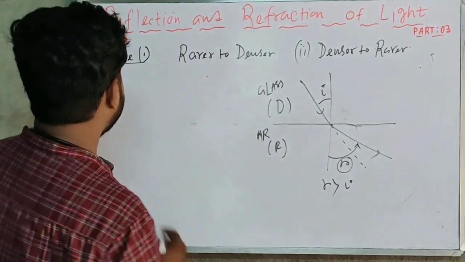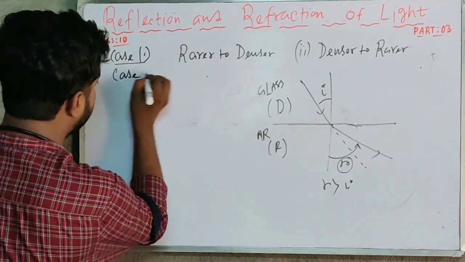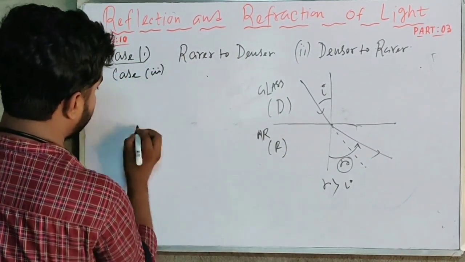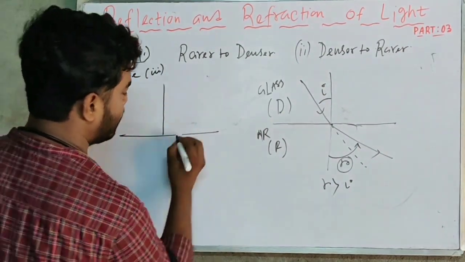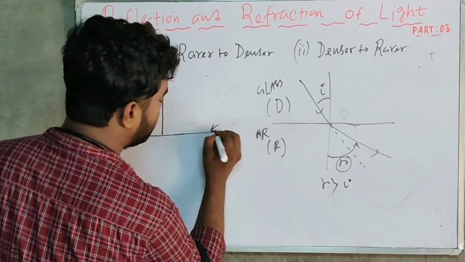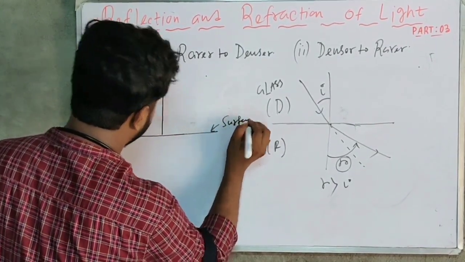Clear? Now case number 3, there is a special case. This case is when light is incident normally at the surface. Then what will happen? This is the surface and this is the incident ray.